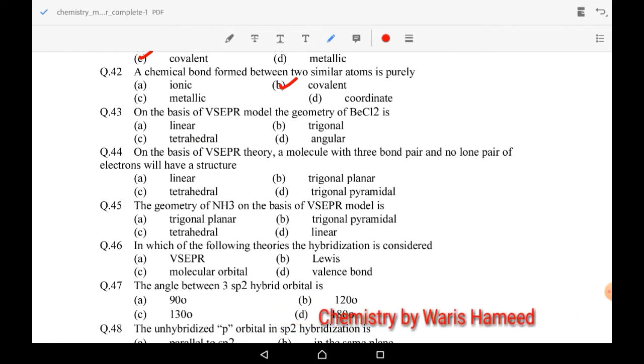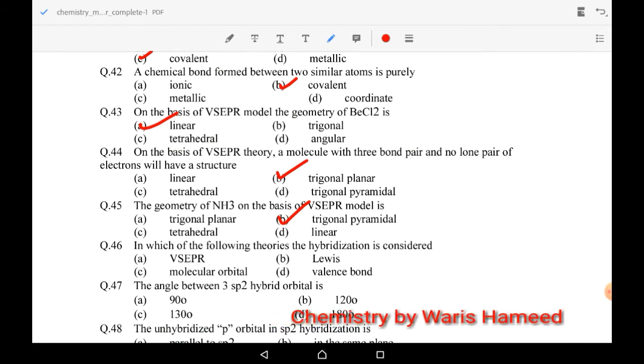On the basis of VSEPR model, the geometry of BeCl2 is linear. On the basis of VSEPR theory, a molecule with 3 bond pairs and no lone pair of electrons will have the structure trigonal planar. The geometry of NH3 on the basis of VSEPR model is trigonal pyramidal. B option is correct.